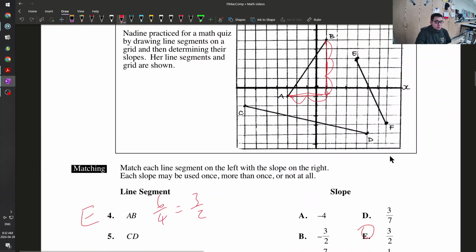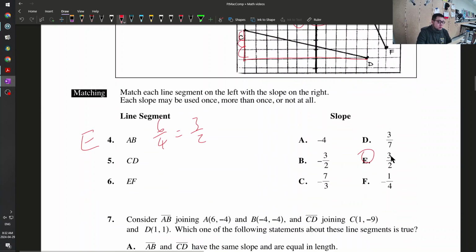CD. So again, rise over run. What is my rise? It is 1, 2, 3. Because it's going down, it's going to be -3. What is my run? 2, 4, 6, 8, 10, 12. -3 over 12 is, divide the top and bottom by 3, -1 over 4. F.